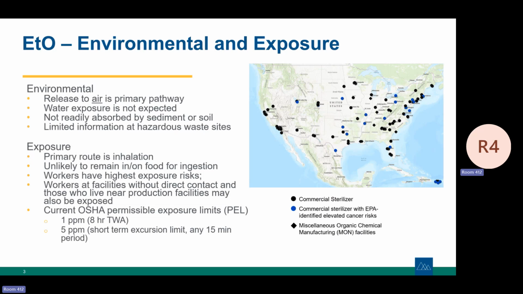And then with the exposure, the main target is those people working at the facilities, handling the ETO directly, working in the buildings indirectly, and then those people who are in the surrounding communities. Current OSHA permissible exposure levels are 1 ppm over an 8-hour average, or 5 ppm short term. This is still pretty high.